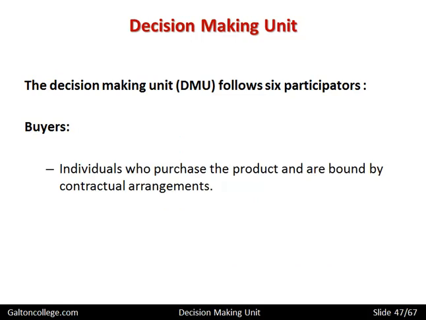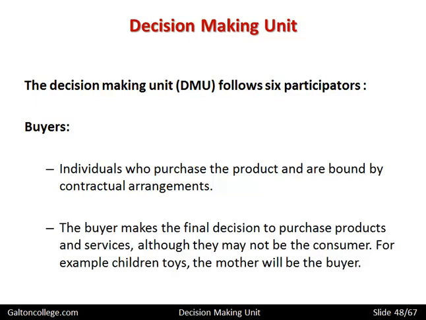The buyers, well, individuals who purchase the product and are bound by contractual arrangements. These are the individuals who buy the product. We've had all of the others feeding in opinions and ideas about the product, but it's the buyers who actually make the purchase. They make the final decision to purchase the product and service, although they may not be the consumer. For example, children's toys. The mother will be the buyer, but the child will be the user. So the buyer is different from the user.